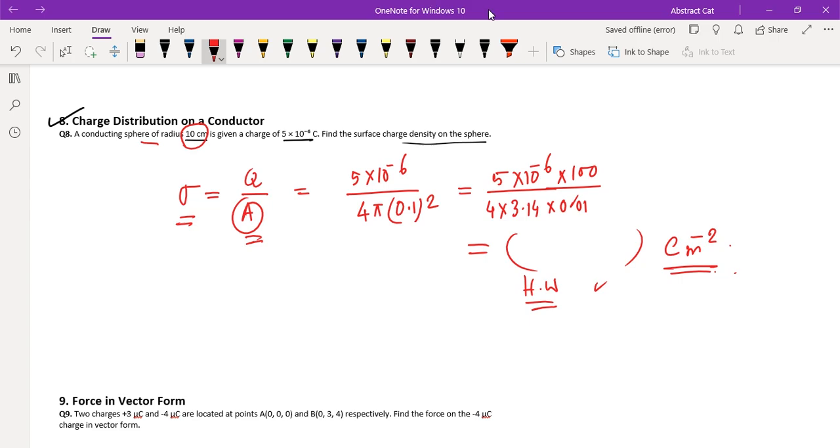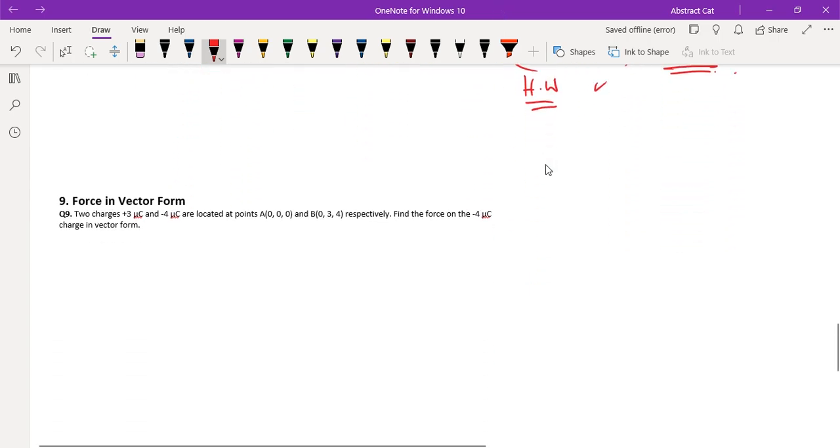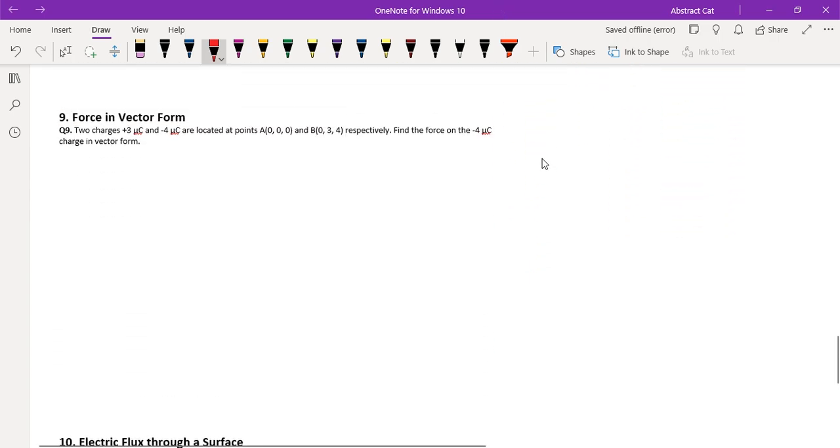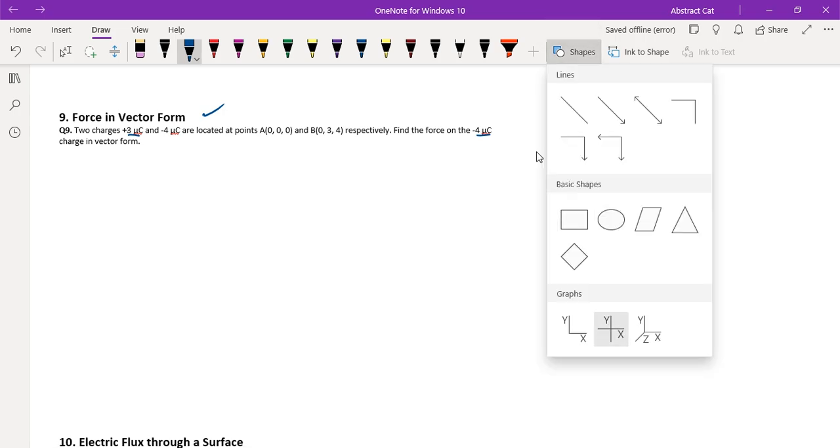Okay, now the next numerical is number 9, force in vector form. The two charges plus 3 microcoulomb and minus 4 microcoulomb are located at points A (0, 0, 0) and B (0, 3, 4) respectively. Find the force on the minus 4 microcoulomb charge in vector form. So here we need the XYZ directions.